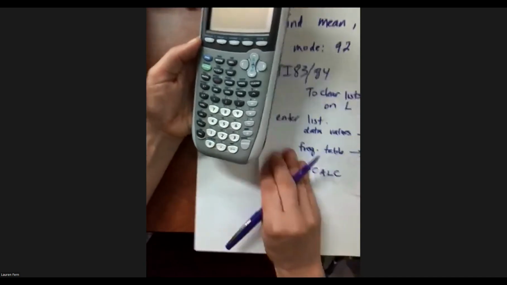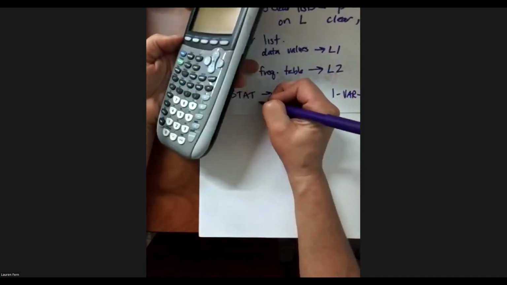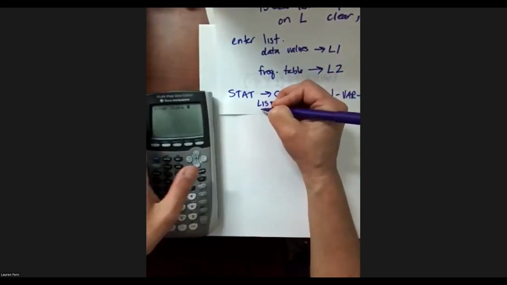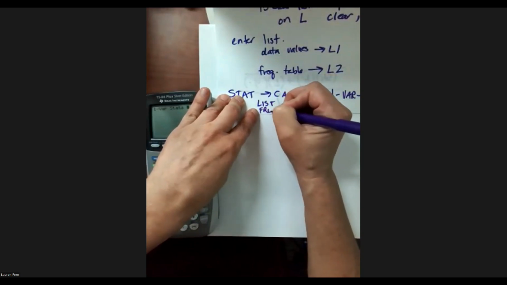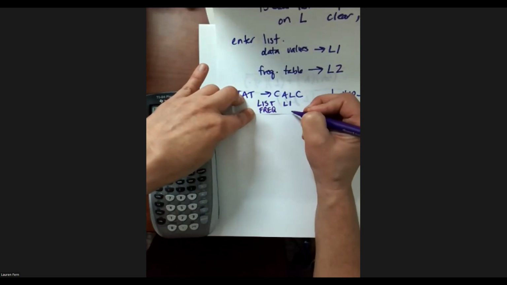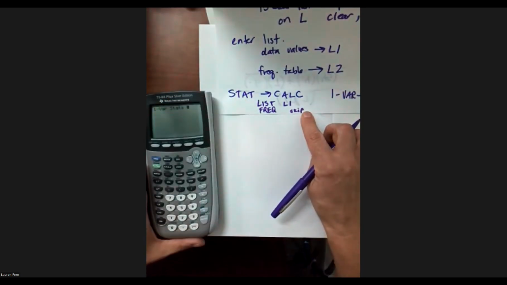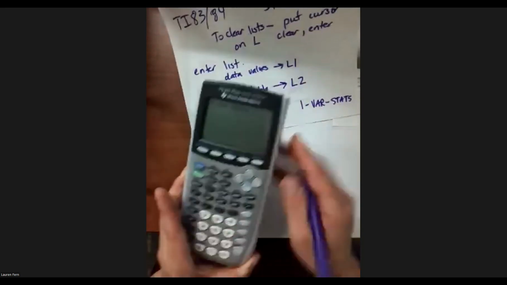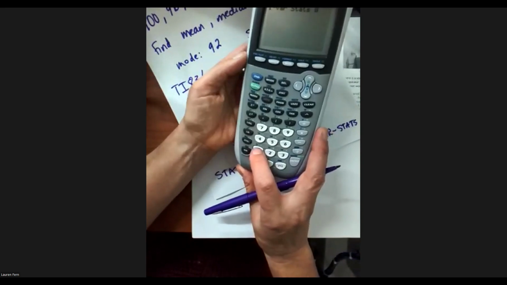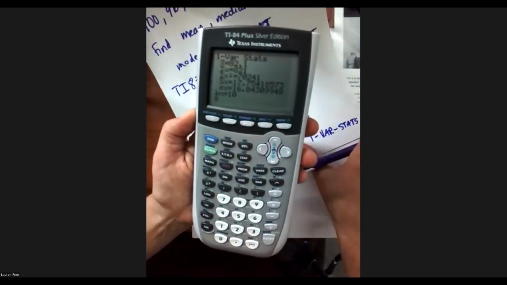So with this one, what you're going to do is list L1. And if you have a calculator that then says FREQ for frequency, we're going to skip that right now because we're not putting anything in. We don't have a frequency table. So to get L1, what I'm going to hit is second one, and then I hit enter.